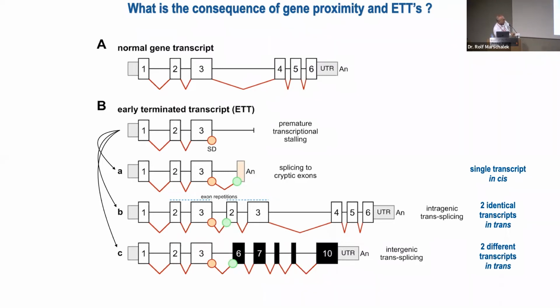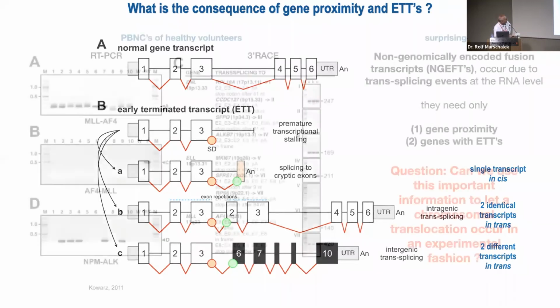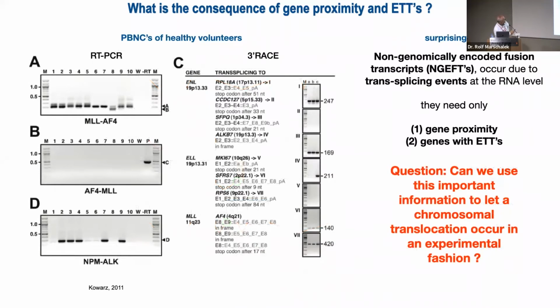But if genes are transcribed together, what can also happen is that you splice from this splice donor site into another transcript which is co-transcribed in the same transcription factory, and you get fusion transcripts. So you get a fusion between two different genes by nature, due to the fact that these transcripts have an early termination. Why is this so important? We have done a study from 2011: when you take 10 blood donors who give you normal blood, and you analyze for MLL fusions, you find in every one of these normal donors, who have no leukemia, an MLL-AF4 fusion transcript.